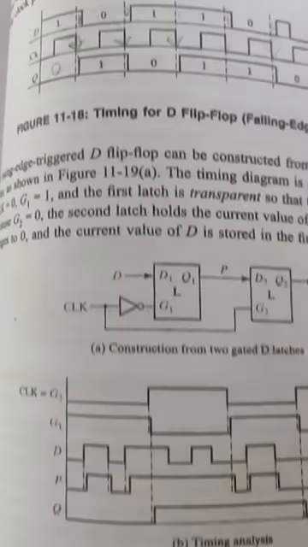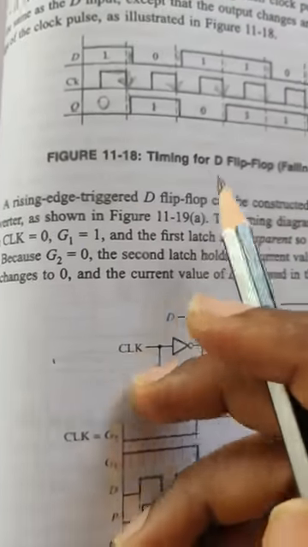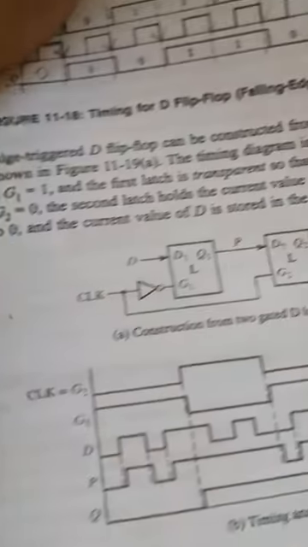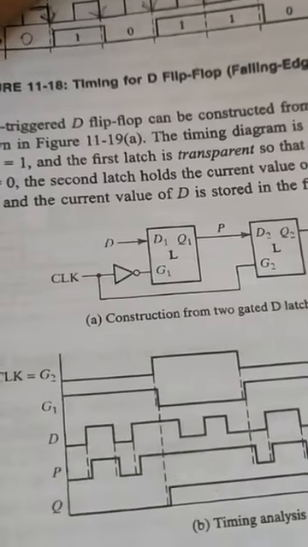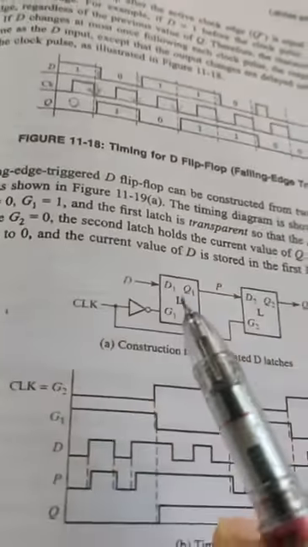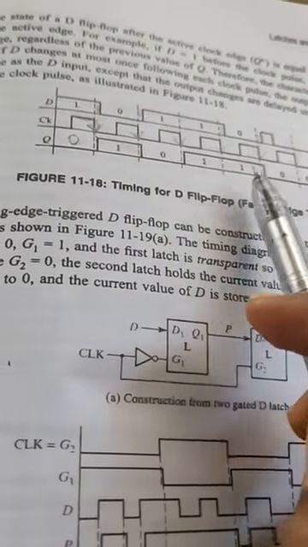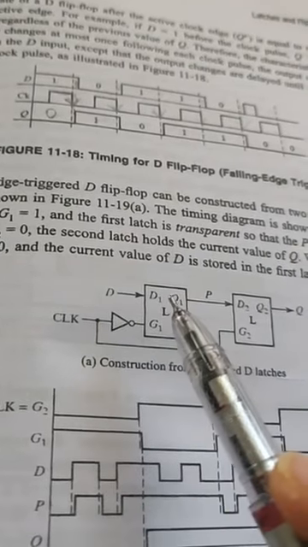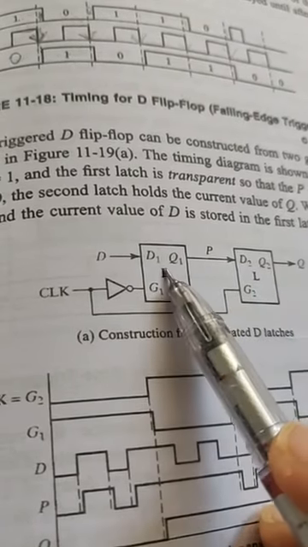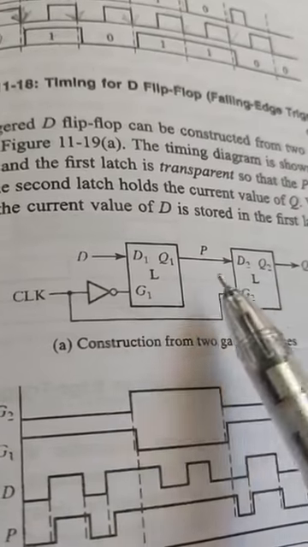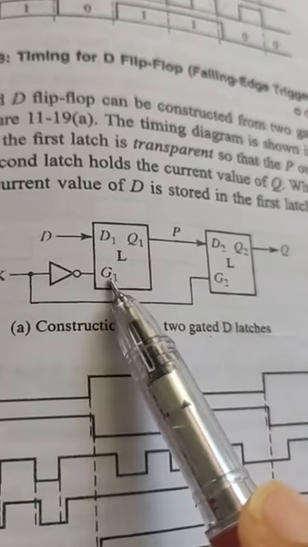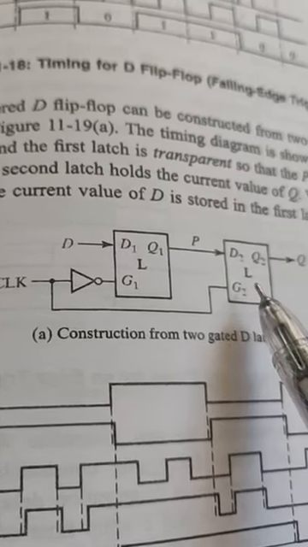Okay, so coming to the rising edge trigger D flip-flop now. If you want to construct a rising edge D flip-flop, you are supposed to write a circuit diagram like this. This was the waveform for a negative edge trigger, meaning falling edge trigger. If you want to deal with a positive edge trigger now, you need to construct a circuit. The circuit looks like this. This is latch 1 and latch 2, two latches. For the construction of two gated D latches, we have two gates, G1 and G2. Hope you remember what a gate is.